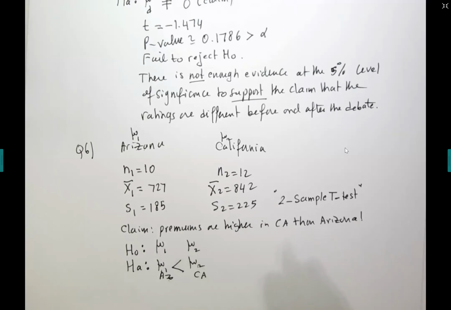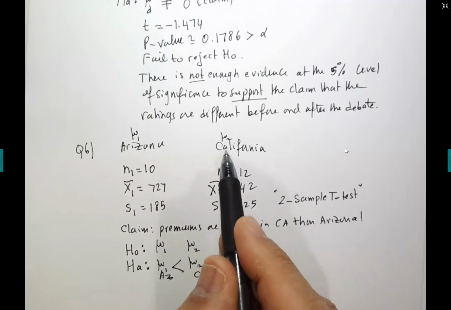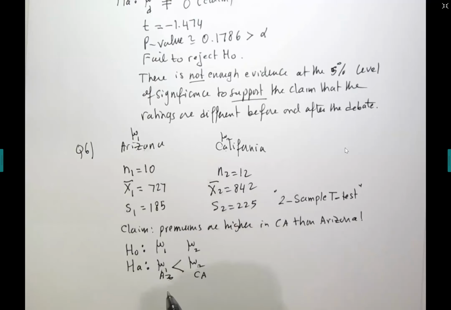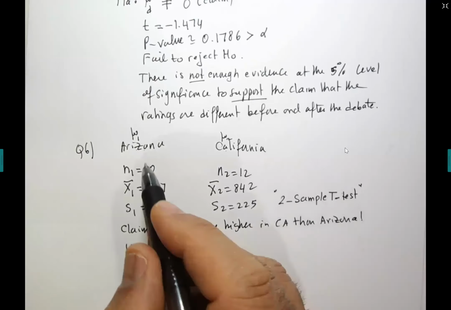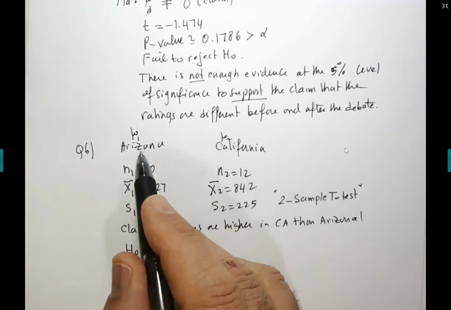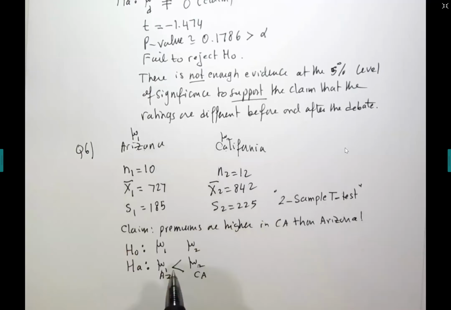Now, what you could have done, guys, you could have read the whole thing and made California number 1 and Arizona number 2. Then in this case, you can put bigger than. But since I started labeling as I read, I ended up with Arizona being number 1. So I just put mu1 less than mu2. And that's the claim.